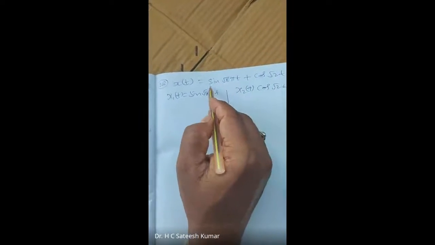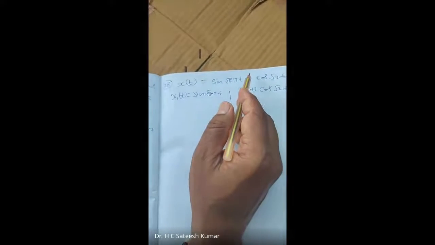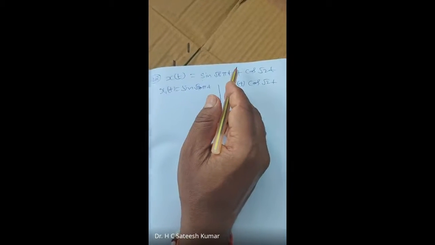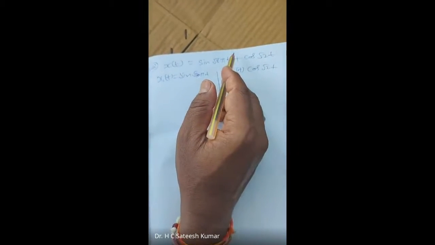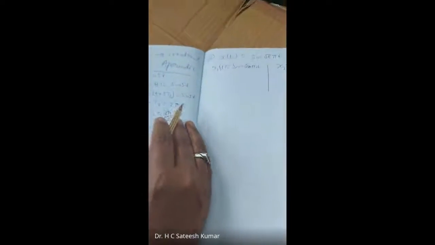Here also you will get irrational. Here also you will get irrational. Irrational gets cancelled. The ratio becomes rational. Therefore, it is periodic. That's what you can understand from this. Okay. Now we shall do it and see. Check it out.